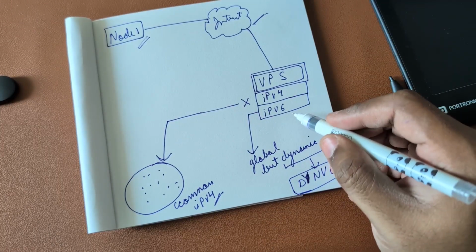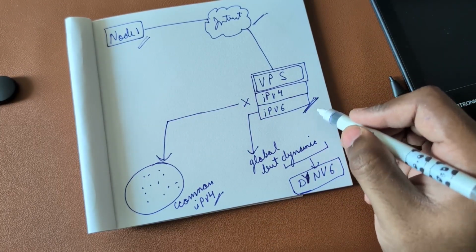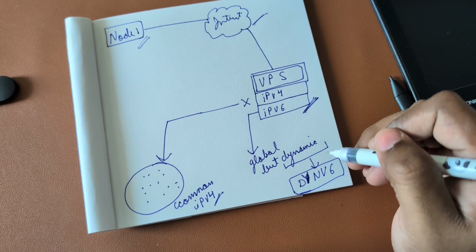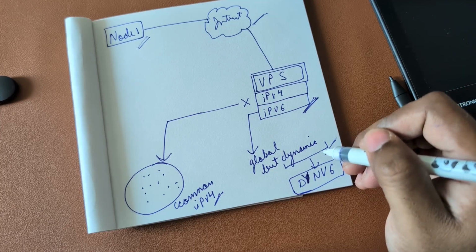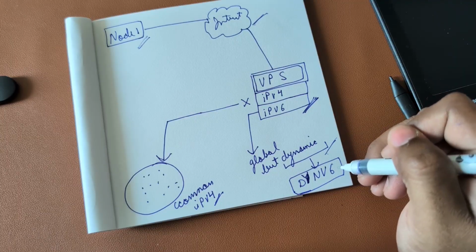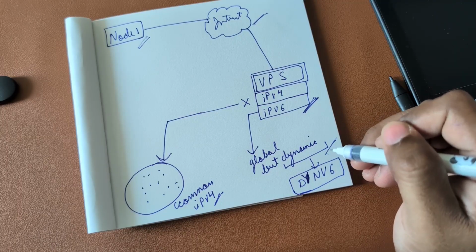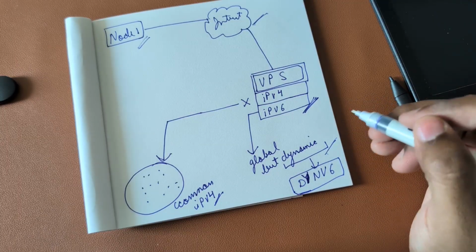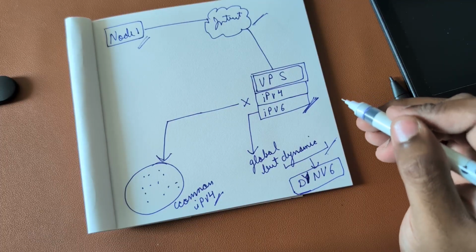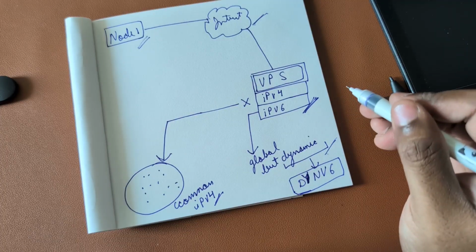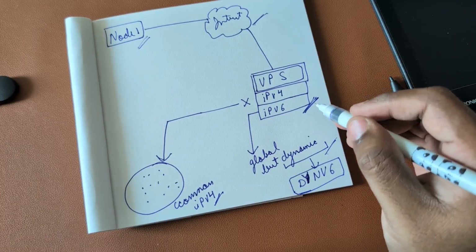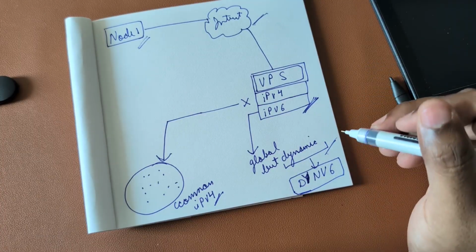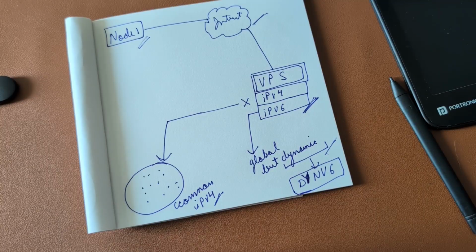But for IPv6, we have a unique IPv6. It's global, but what happens is it keeps changing. So that is an issue. For that issue, we will be using dynv6. It's a script that keeps running on your VPS and checks if the IPv6 has changed. Then it updates their system for the DNS to refer to the new IPv6 address.